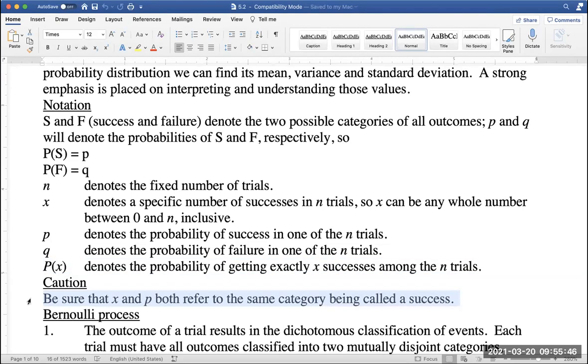So note the following sort of confusion that you may have, that X and P both refer to success. P is the probability of success in any particular trial. X counts the number of successes in an experiment consisting of N trials.